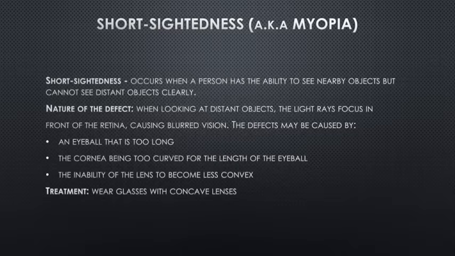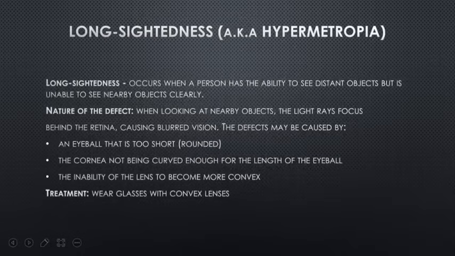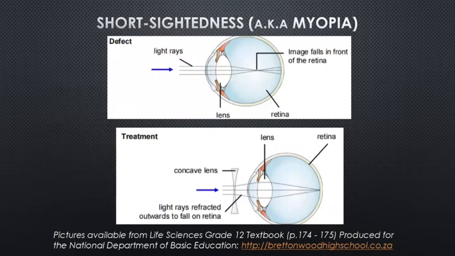Okay, let us look at the diagram to make things easier, because the diagram makes things easier. Look at this. Normally your light rays or the image is supposed to fall on the retina, but in myopia it falls right in front of the retina here. Hence you're going to have blurred vision.